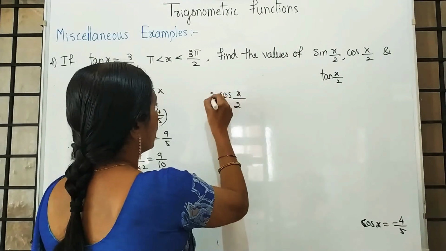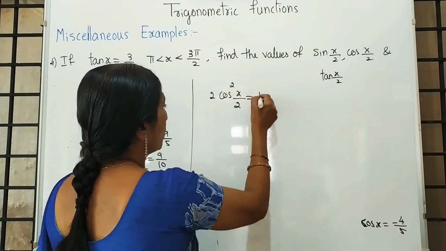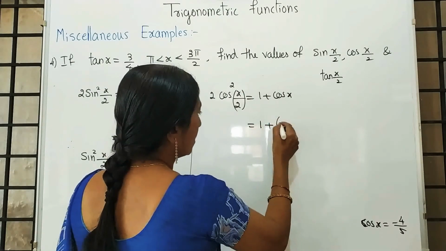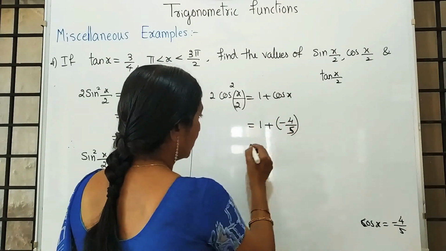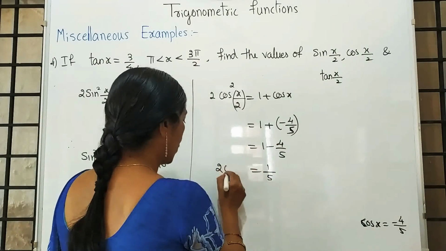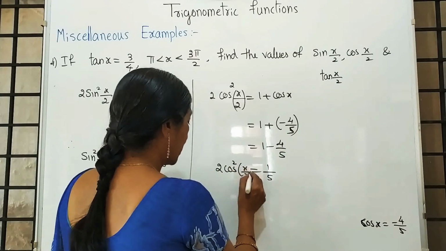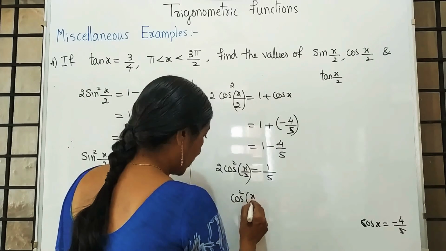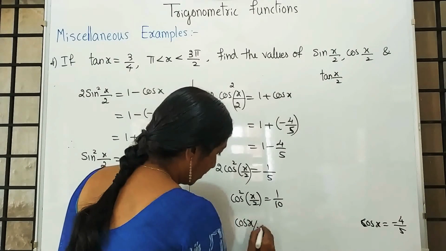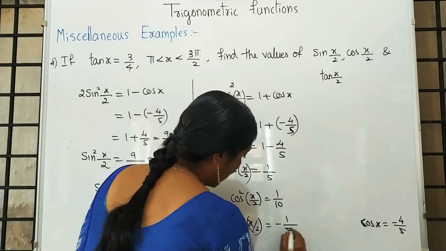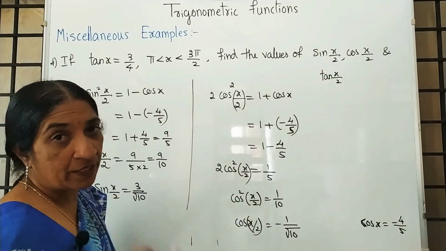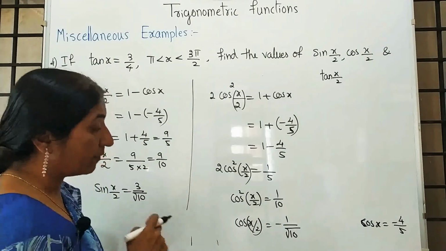Cos square x by 2 is equal to 1 plus cos x by 2. Already I gave these formulas. It is 1 plus minus 4 by 5, that is 1 minus 4 by 5, that is 1 by 5. This is 2 cos square x by 2. So cos square x by 2 is 1 by 10 and cos x by 2 is minus 1 by root 10. Why minus? Because, as we are already familiar, it is lying between 90 and 135, the second quadrant. In the second quadrant, cos x by 2 is negative.